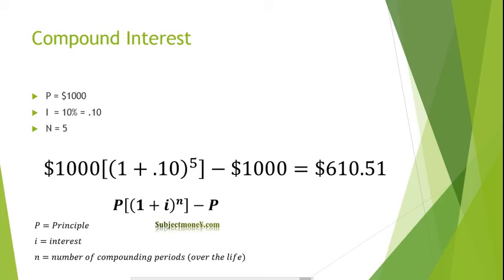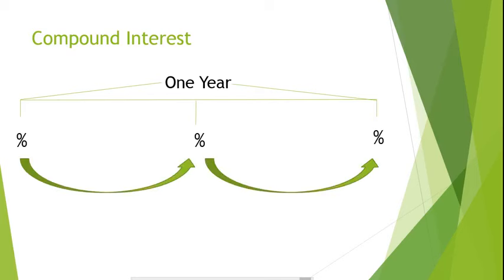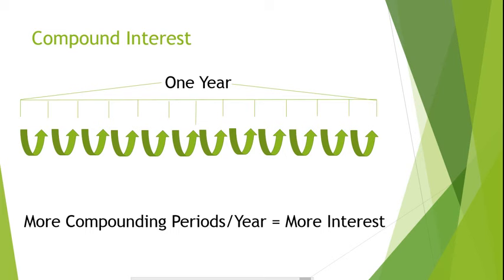Compound interest and intra-year compounding. Many loans and investments have multiple compounding periods within a single year. For example, an investment or a loan that compounds interest semi-annually means that interest is compounded every 6 months, or twice per year. If interest is compounded monthly, then there are 12 compounding periods per year, which is every month. All else equal, the more compounding periods per year, the more interest earned or paid.